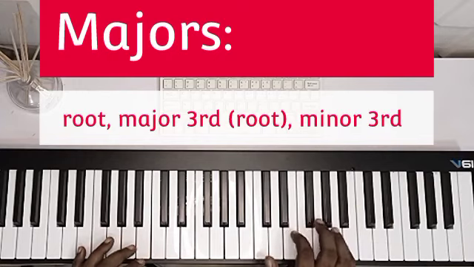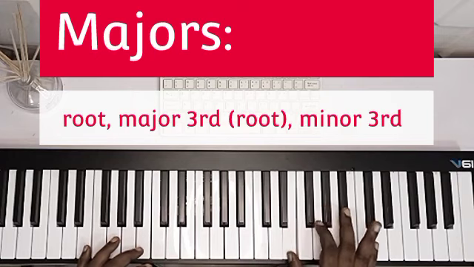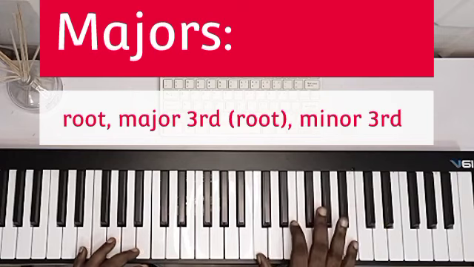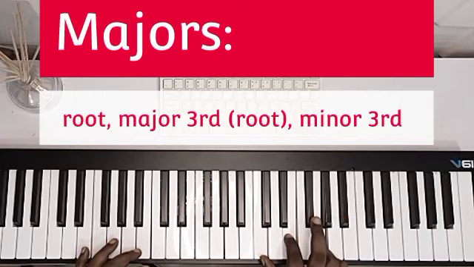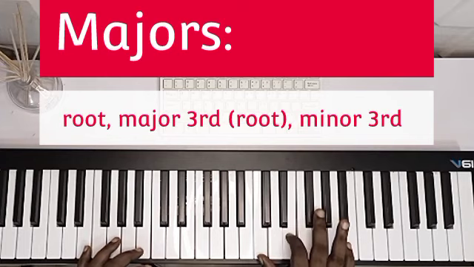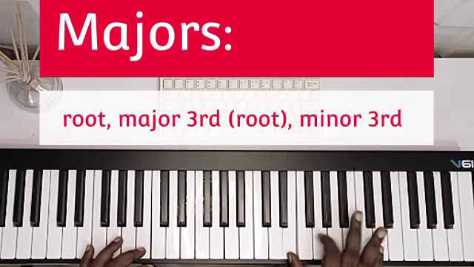So for C, we have root, major third. If you make that major third the root, it becomes a minor third. I'm looking at the intervals in between. Root, major third, four semitones, 1, 2, 3, 4. Then root, minor third, 3 semitones, 1, 2, 3. Instead of this, put it here.